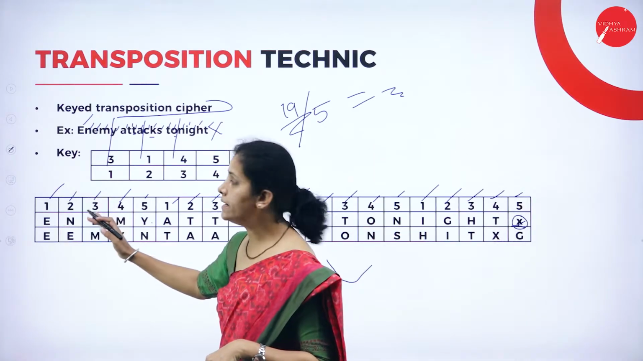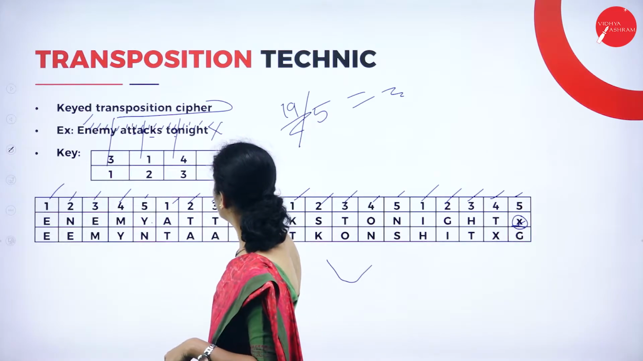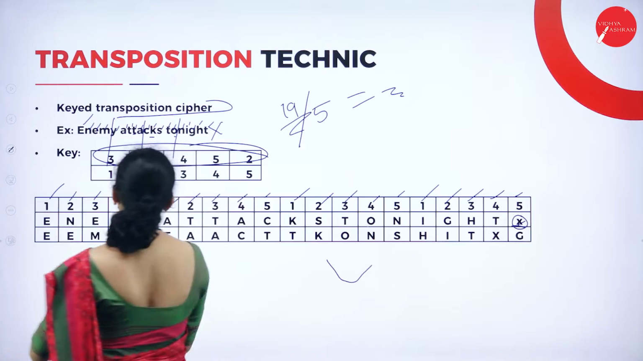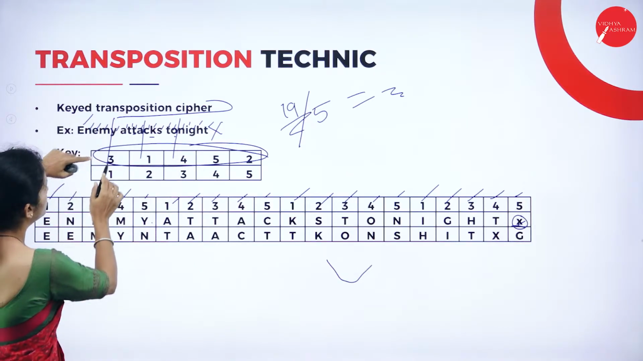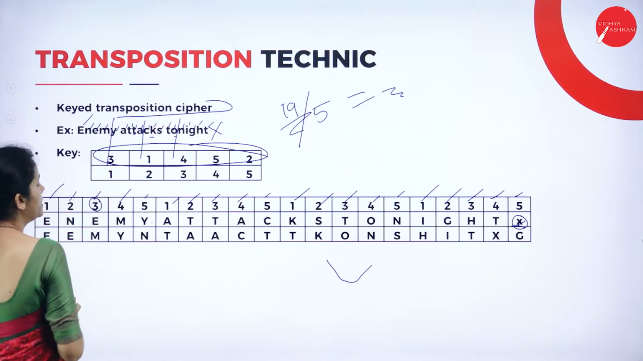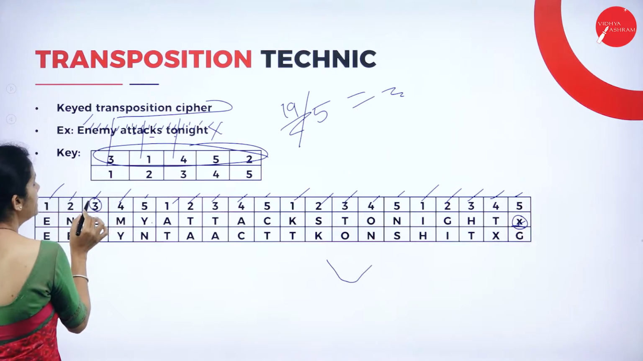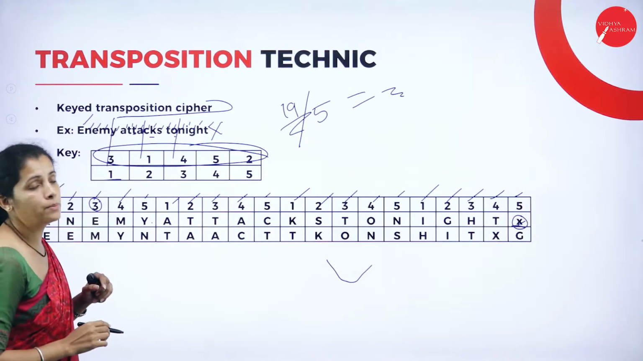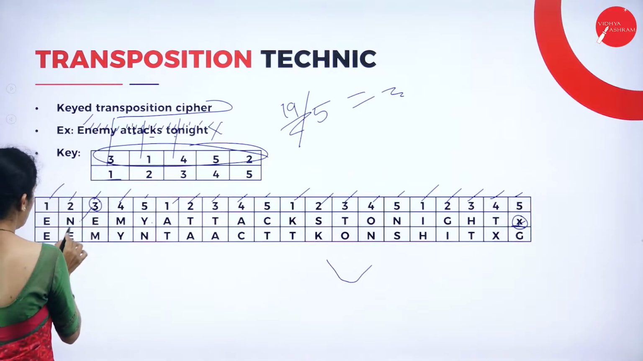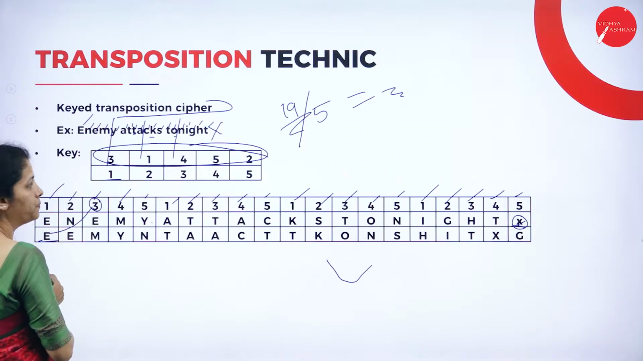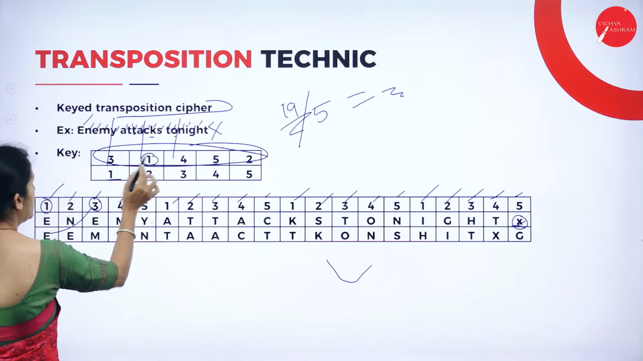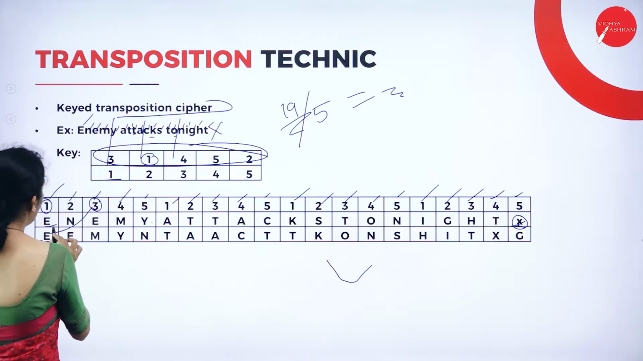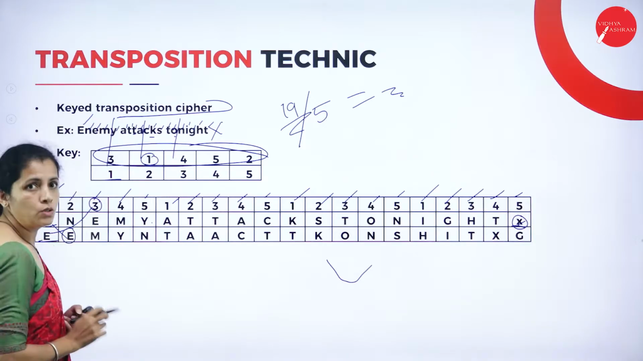Now, while writing, I want to consider the key. See here, 3. So I want to consider the position 3. And what is present at position 3? It is E, and where do I want to write it? I want to write it at position 1. So at position 1, I'm going to have E. And where do I want to write next? At position 2.